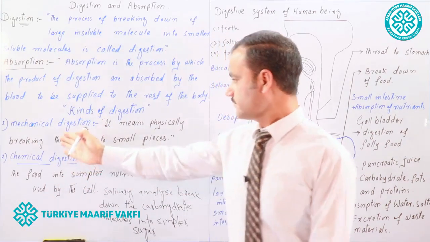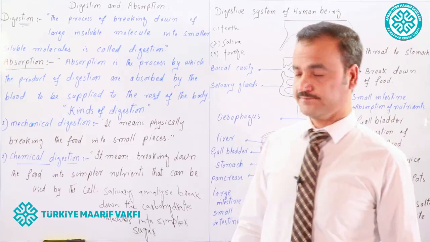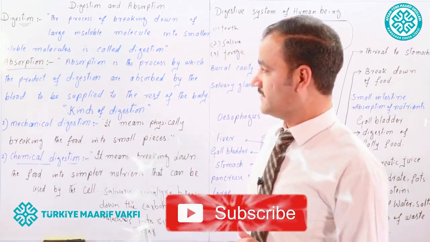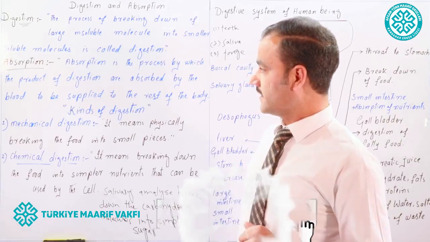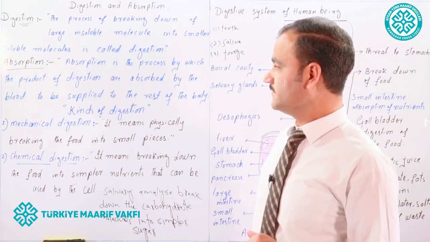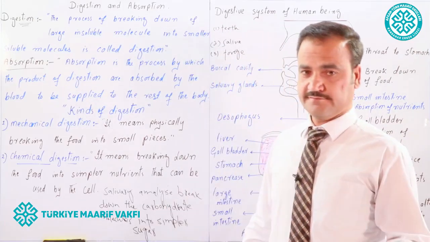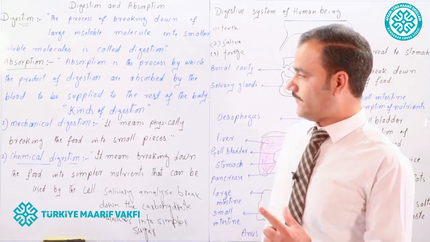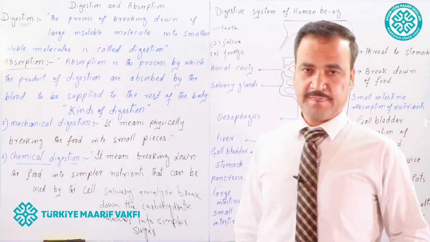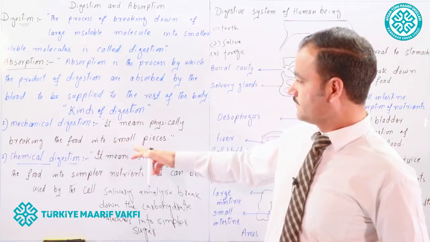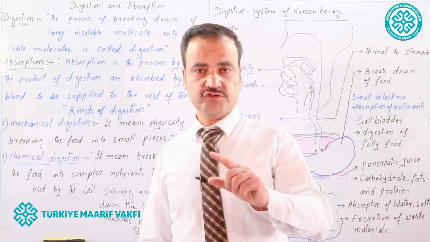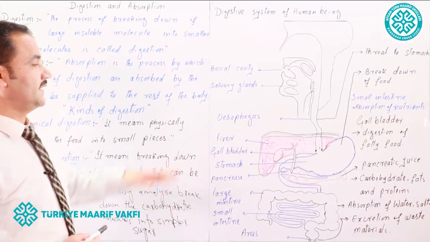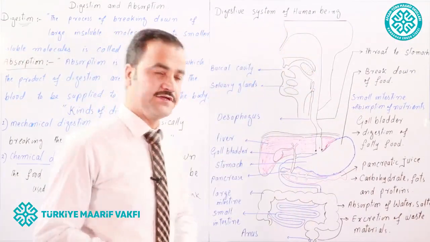Now what is the difference between mechanical digestion and chemical digestion? The main difference between these two is that mechanical digestion is converting large food particles into smaller ones, while in chemical digestion it is converting complex food molecules into simpler ones. Another difference is that mechanical digestion occurs from mouth to stomach, while chemical digestion occurs from mouth to intestine.